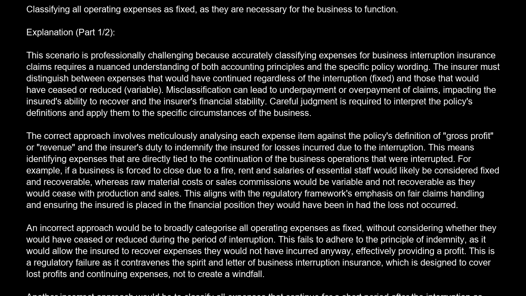This is a regulatory failure as it contravenes the spirit and letter of business interruption insurance, which is designed to cover lost profits and continuing expenses, not to create a windfall. Another incorrect approach would be to classify all expenses that continue for a short period after the interruption as fixed, without a clear justification based on the policy or the nature of the business.